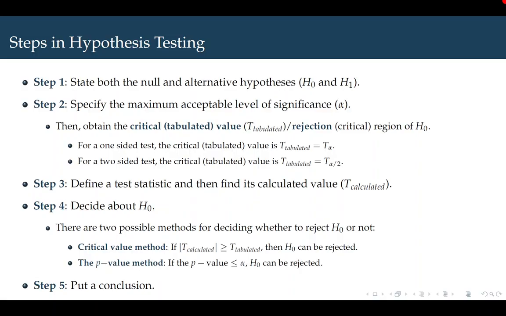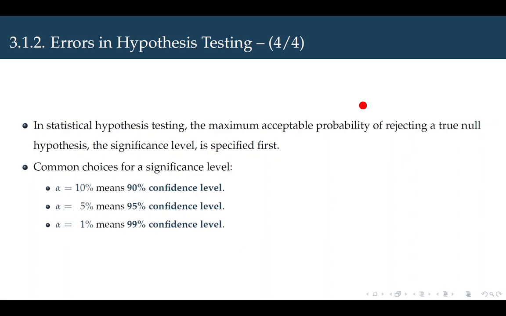So now let's see the steps in hypothesis testing. In later videos, we'll consider the practical implementation of conducting hypothesis testing, but now let's see the procedures that we need to follow in conducting a statistical hypothesis test. First, we need to state both the null and alternative hypothesis, that means H0 and H1. Second, we need to specify the maximum acceptable level of significance, or probability of committing type 1 error. Usually, the choices are 10%, 5%, and 1%.